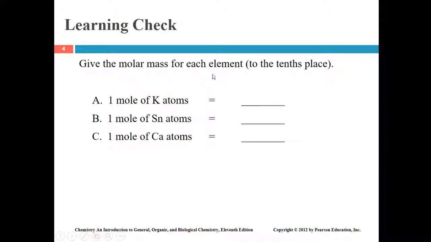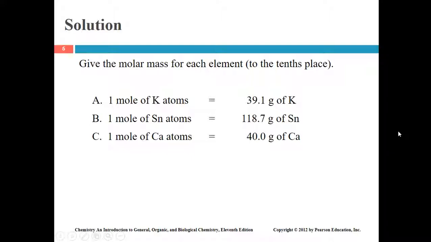So give the molar mass for each element. Press pause, look on the periodic table, and see if you can figure out what number to use to solve for these. Well, you're back, and you've now looked on the periodic table and seen the values for the particular atoms.